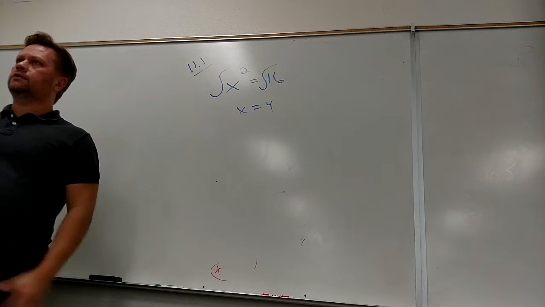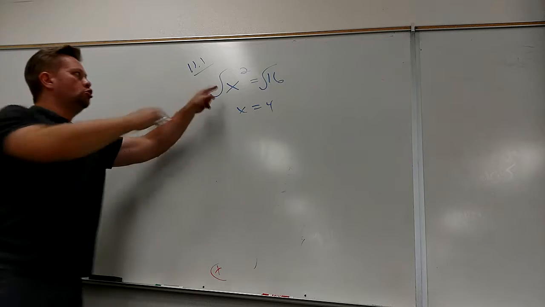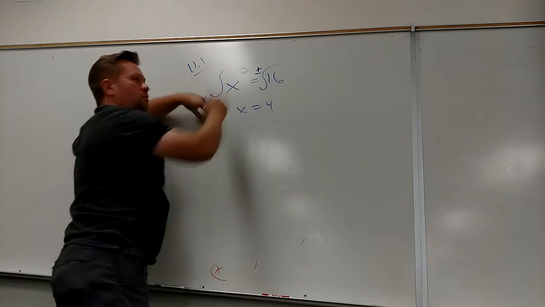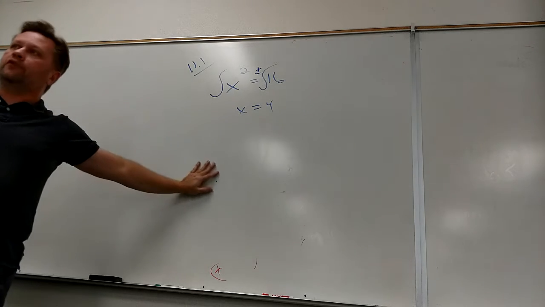Negative 4 is also 16, right? So when you put a square root down, you better put plus or minus to cover the other root.